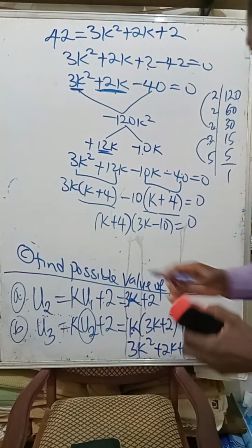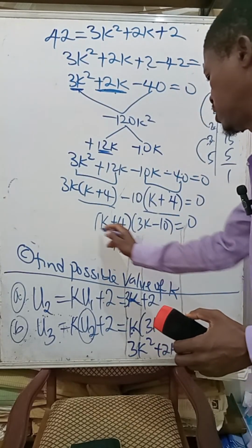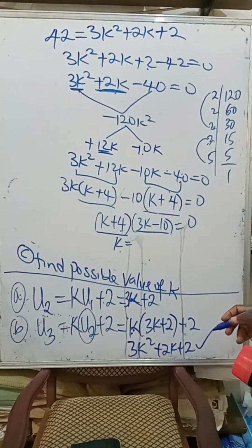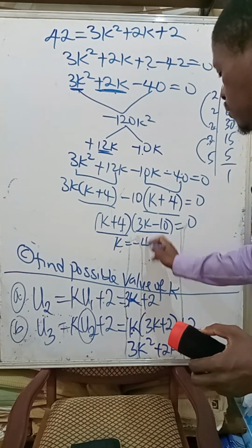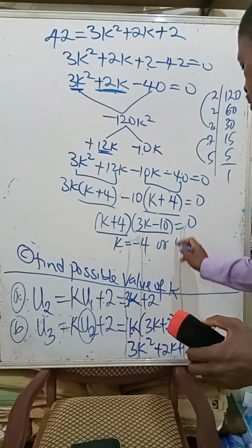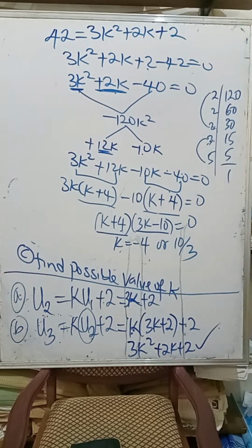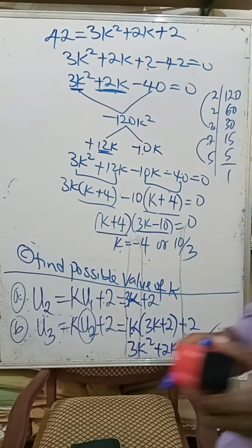So on the final conclusion, this expression is equal to 0, this expression is also equal to 0. So we have k equal to minus 4 or 10 over 3. So that's the possible value of k.